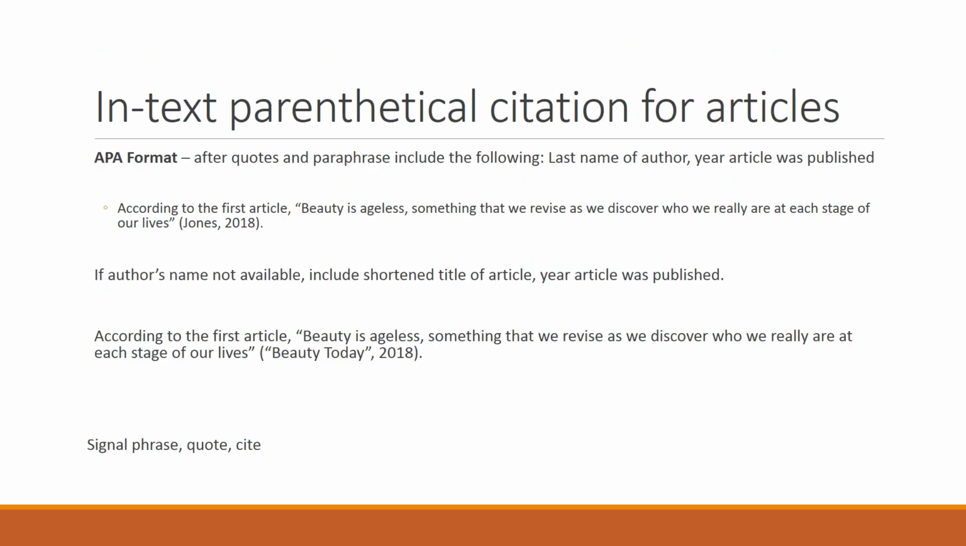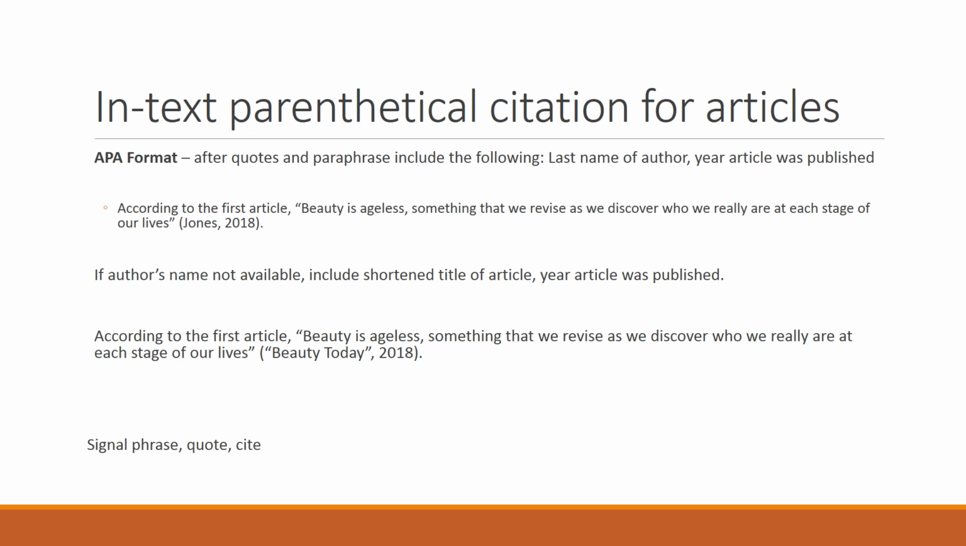So here's some example of in-text parenthetical citation for articles, and you'll see later on I'm going to allow you either to use APA or MLA. If you use APA, the important thing is the name of the person and the year that the article was posted or published. So according to the first article, beauty is ageless, something that we revise as we discover who we really are at each stage of our lives. And then I would put the parentheses, the last name of the author, comma, and the year, 2018, period.